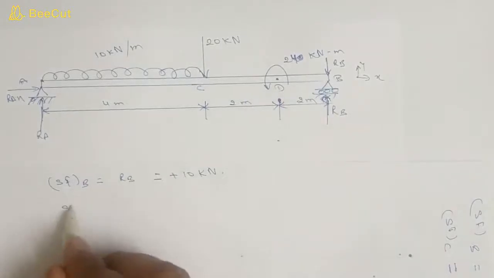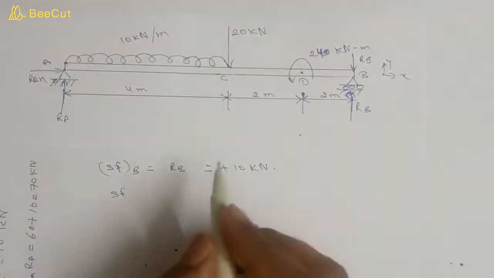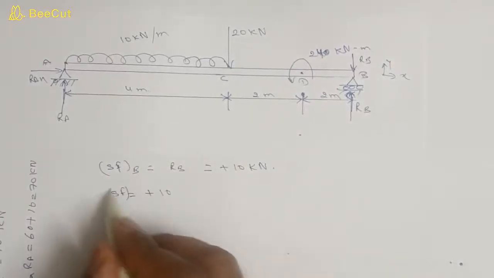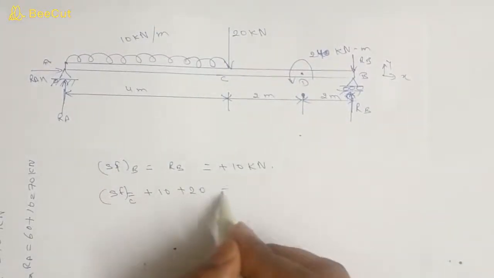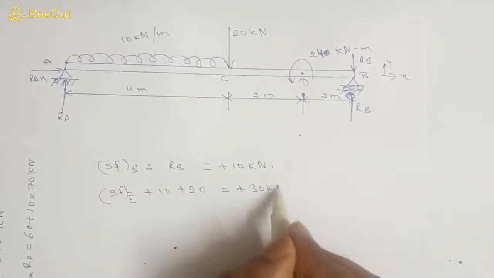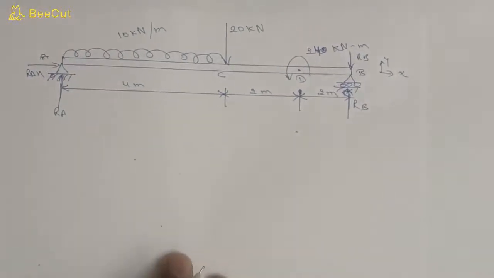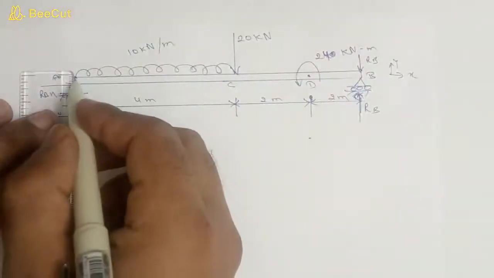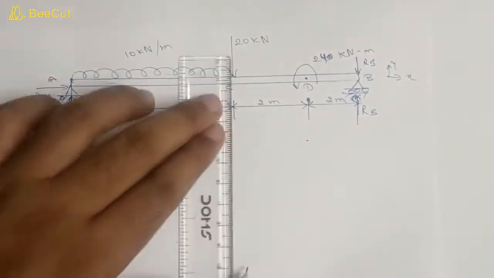Now shear force at C will become plus 10 plus this 20 kilonewton, plus 20, is equal to plus 30 kilonewton. So let's draw the shear force diagram up to here. So we will draw the vertical lines from the line of action of all the forces and the extreme dimensions of the beam.